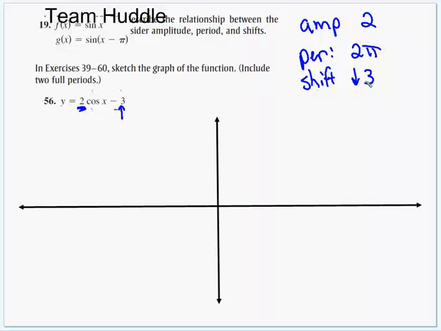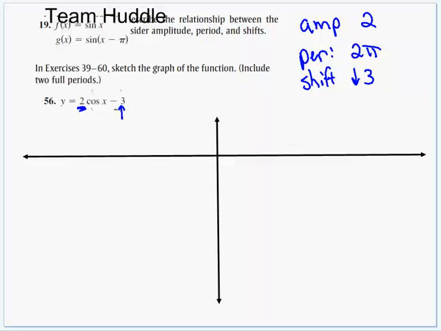Shift down 3 units. So what I'm going to do here is move this x-axis up. So let's say here -1, -2, -3, -4, -5. The first thing I like to draw is the line our graph revolves around. We have shifted down 3. The graph usually goes around the x-axis. Now we're going to move down 3 units. So our graph will oscillate around this red line.